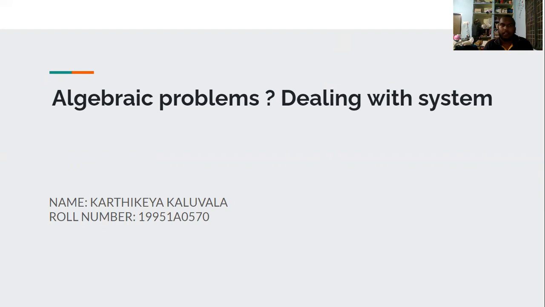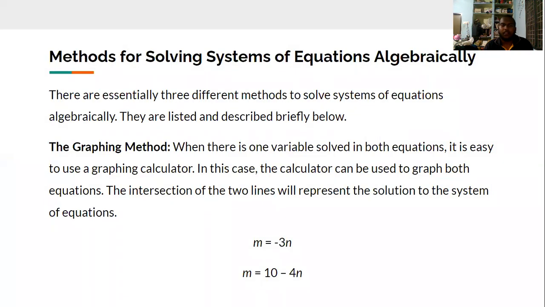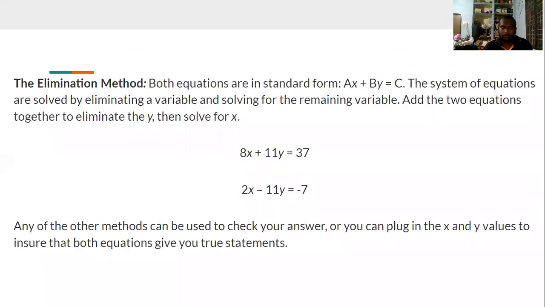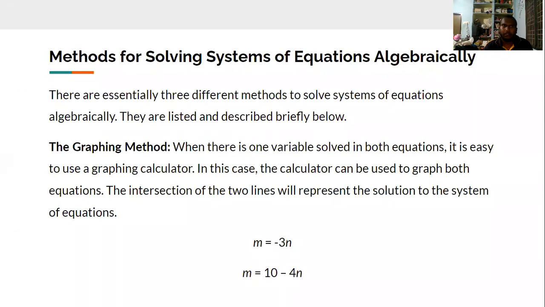My topic is algebraic problems dealing with systems. Methods for solving systems of equations algebraically. There are essentially three different methods to solve systems of equations: the graphing method, the substitution method, and the elimination method. They are listed and described briefly below.